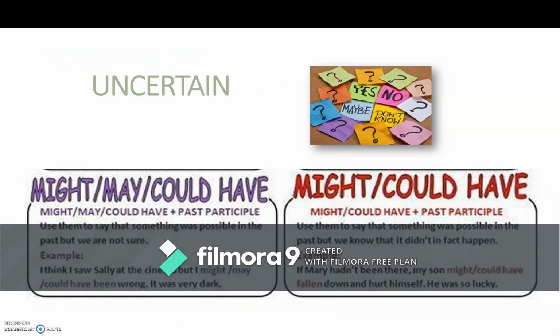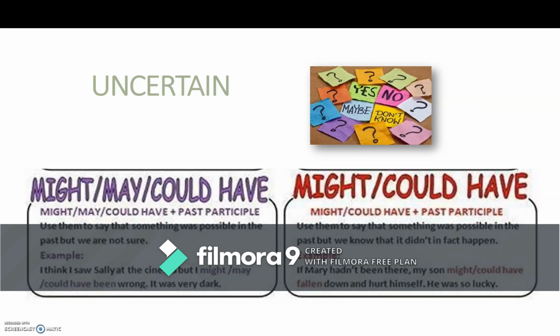Now, to express uncertainty, we can use might, may, or could have plus the past participle. So we use them to say that something was possible in the past, but we're not sure. For example, I think I saw Sally at the cinema, but I might have been wrong. It was very dark. Or I may have been wrong, or I could have been wrong. It doesn't matter what you use, but what you're trying to say, there's not a high degree of certainty in this action.